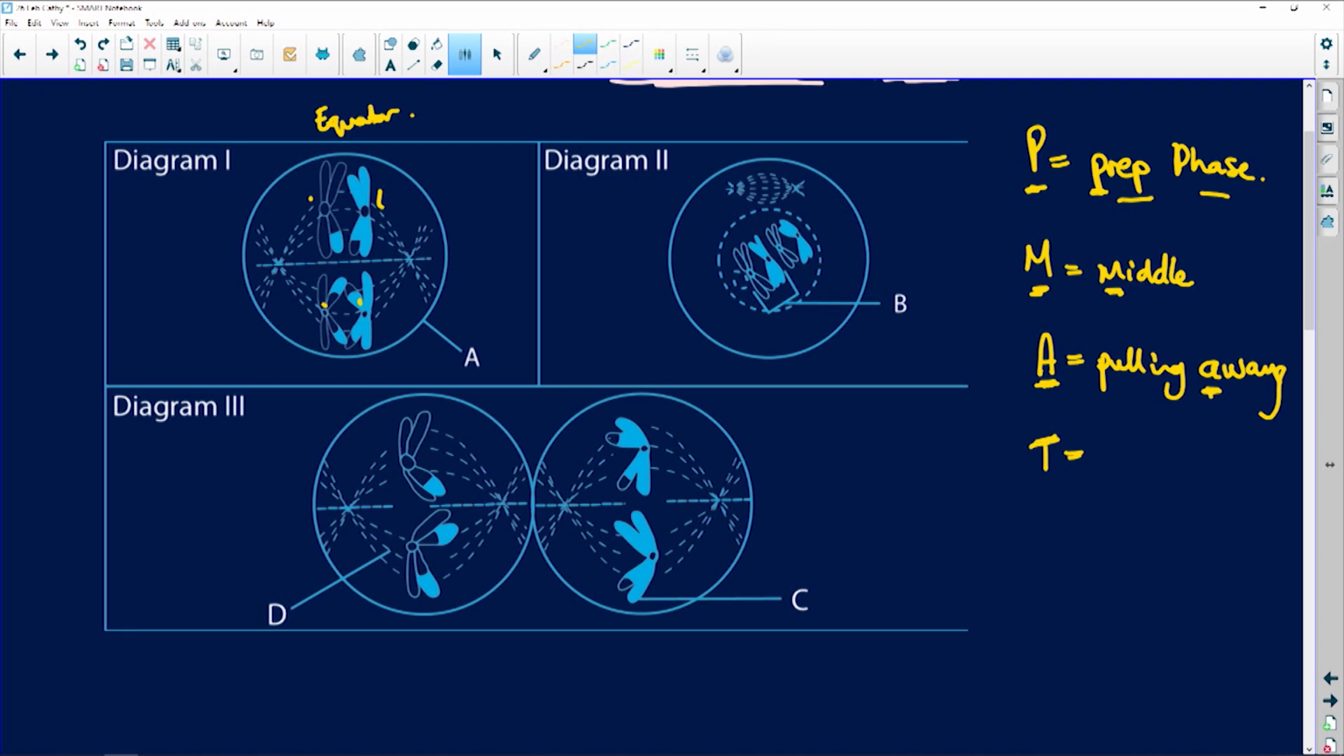And telophase is your terminal phase. Terminal means the end, so it's your end phase. All right, so T, T. And how would you know if it's prophase 1 or 2? Prophase 1, you've got crossing over. You can't miss it. Prophase 2, there's no crossing over. In prophase 1, you're going to see your homologous chromosomes sort of next to each other. And in prophase 2, not.